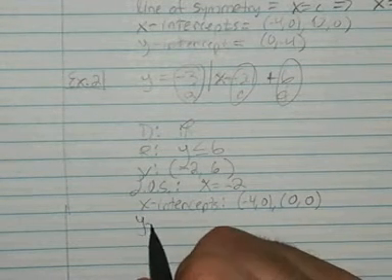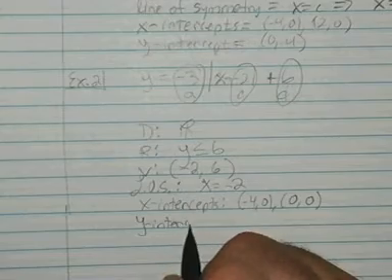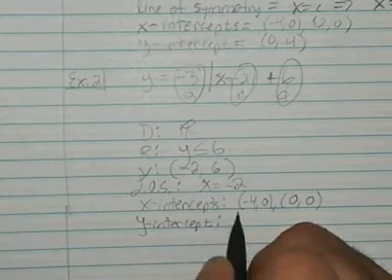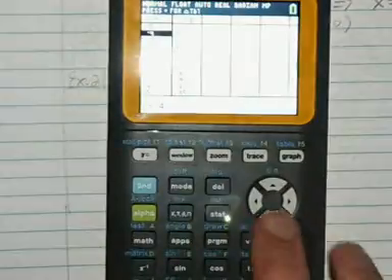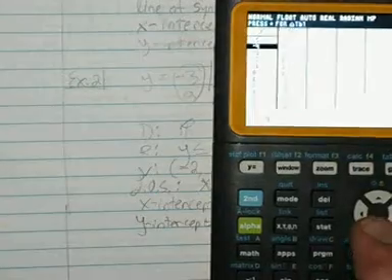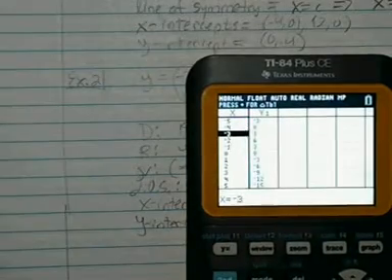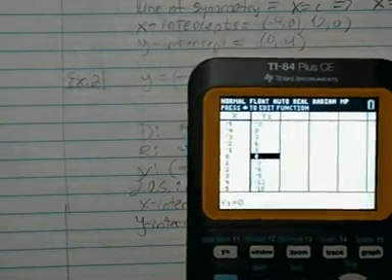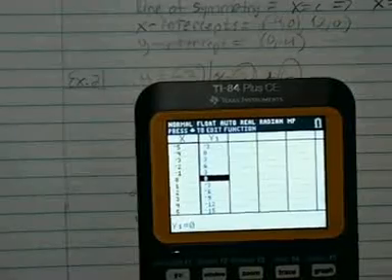And then my y-intercept will be, let's take a look, let's find x value 0. There it is. Looks like it's the point 0, 0.